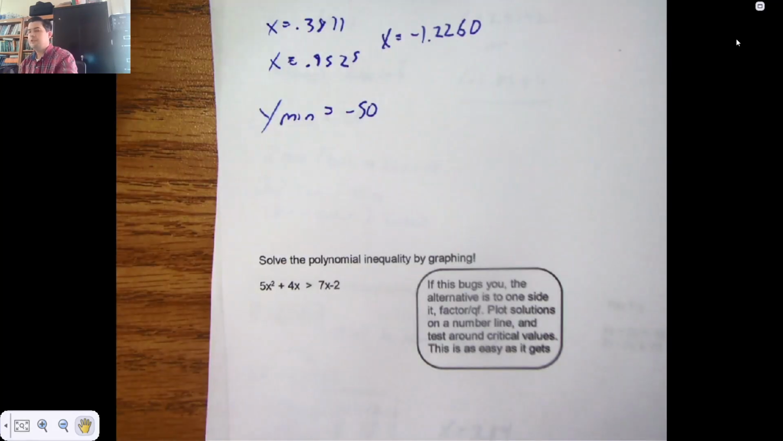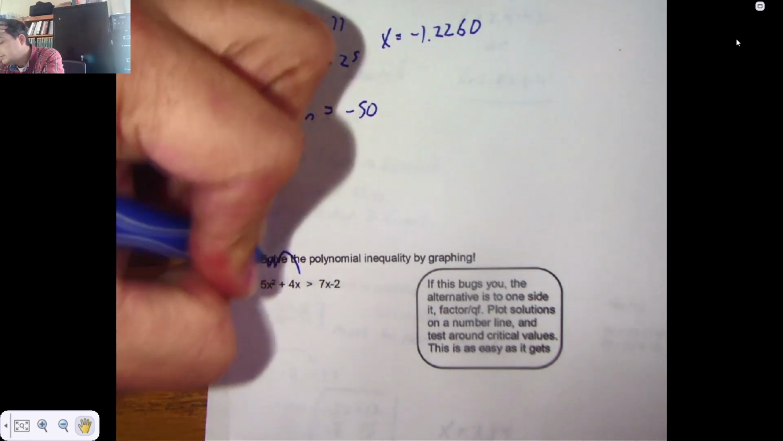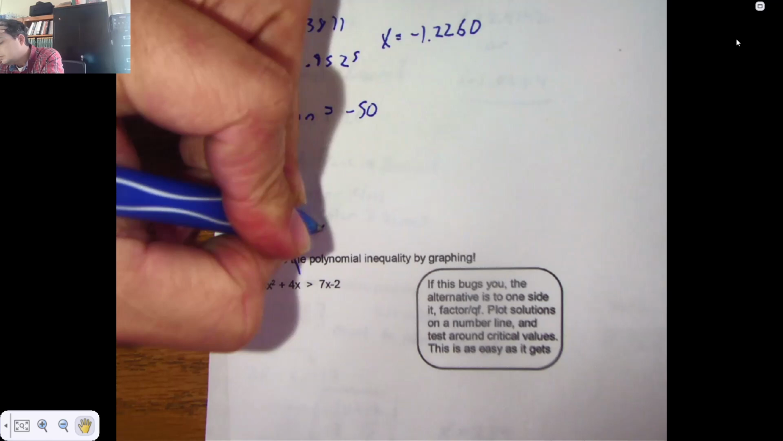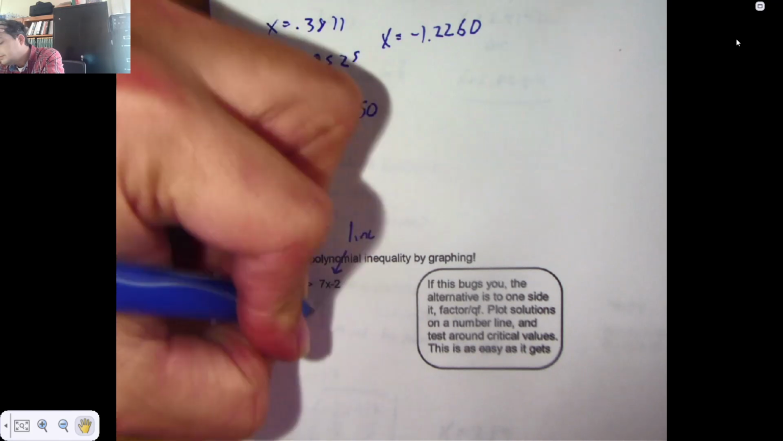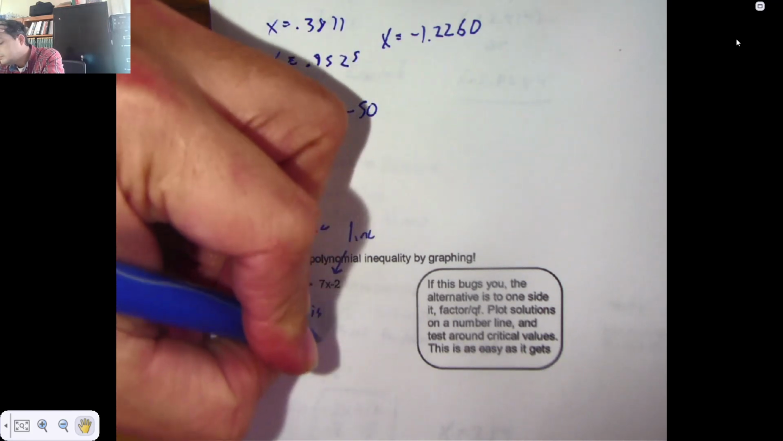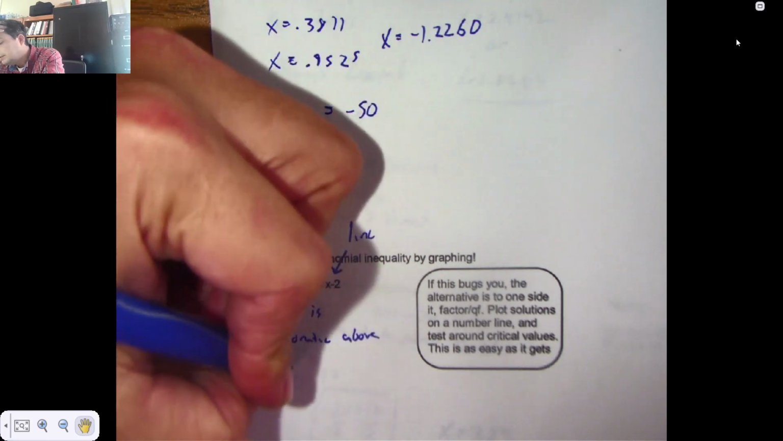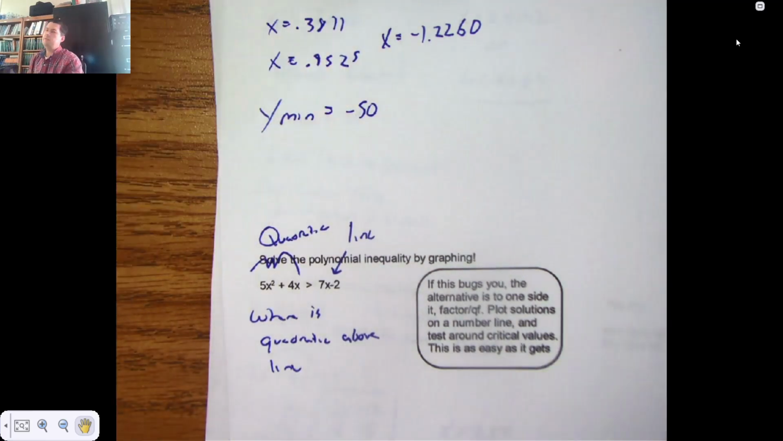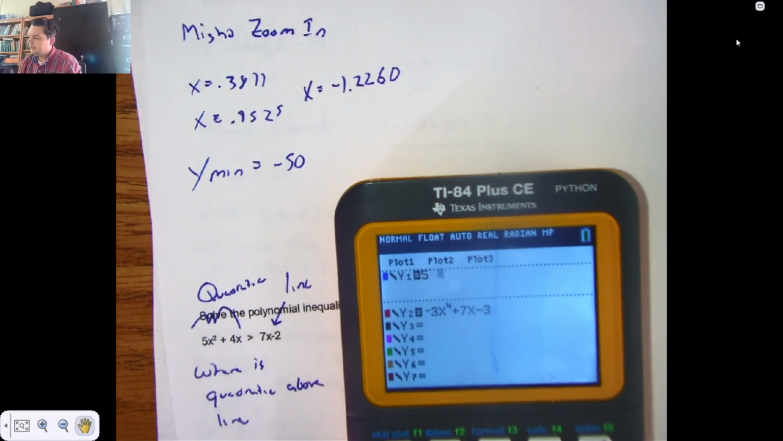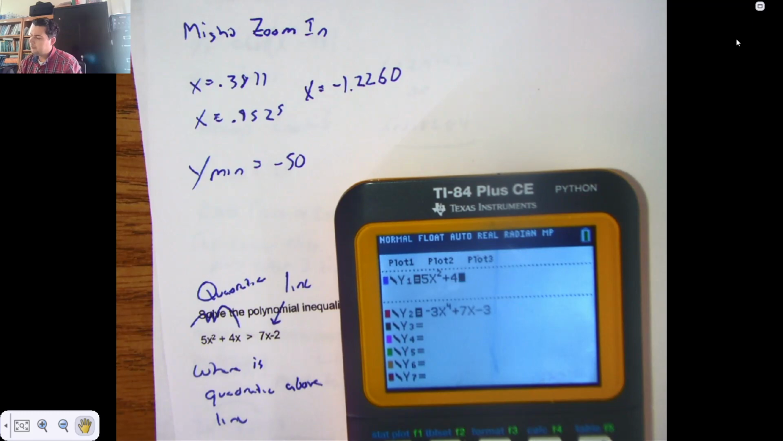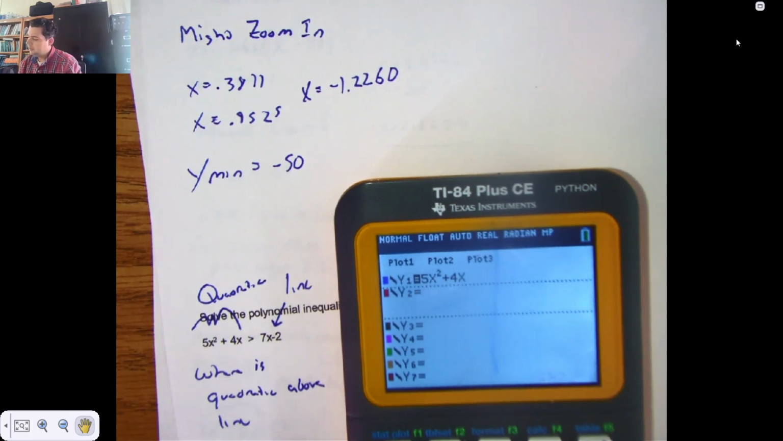All right? Solve this dude by graphing. This is an inequality. And this happens to be a quadratic. And this happens to be a line. And what we're actually asking is, where is the quadratic above the line? Unless you're doing a bonus question on your upcoming quiz, I don't care if you do intervals or if you use inequalities. I will do both. 5x squared plus 4x in y1, and then 7x minus 2 in y2. So zoom 6 it.